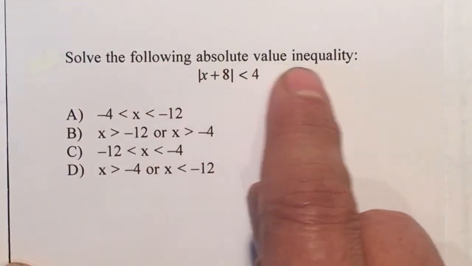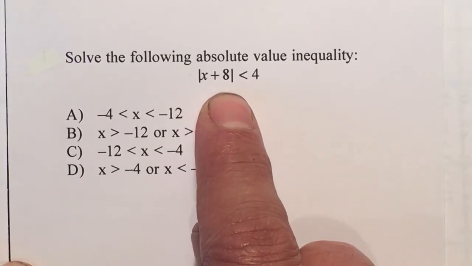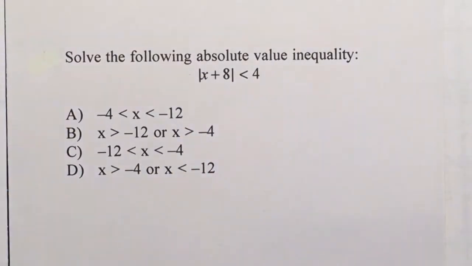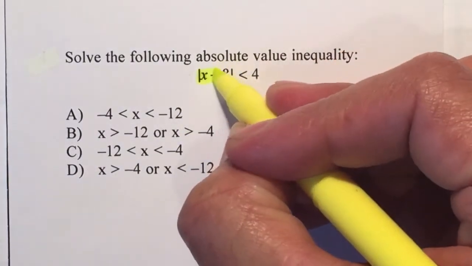Solve the following absolute value inequality. We have an absolute value inequality and we need to solve. Now remember that whenever you have an absolute value, we have two solutions.